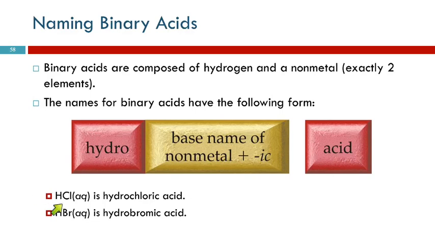So HCl starts with hydrogen, so we know it's an acid. It doesn't have any oxygen in it, so we're going to use the binary acid rules. So we look at the Cl, so this is chlorine. So we change chlorine to chloric, and we put the prefix hydro in front. So hydrochloric acid. HBr is hydrobromic acid. Okay?